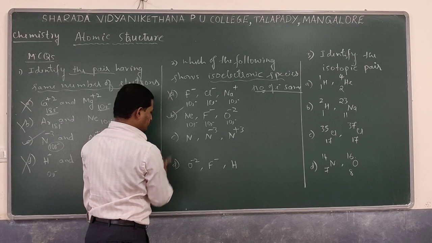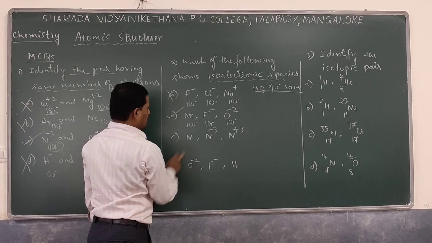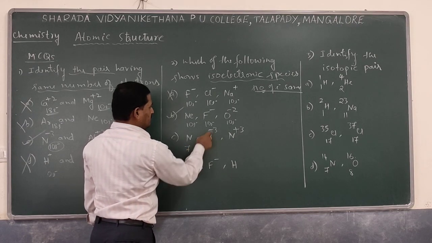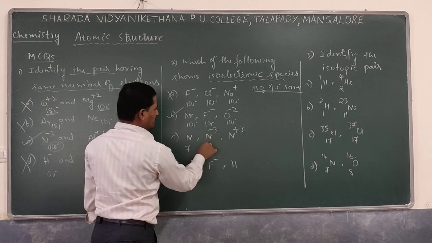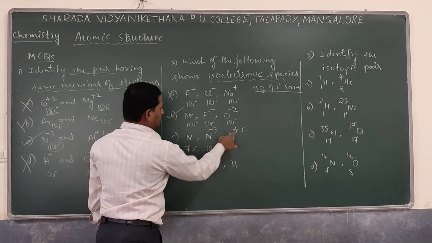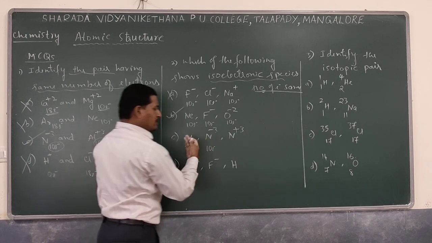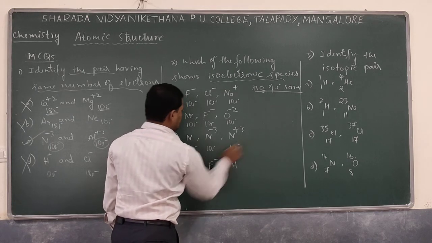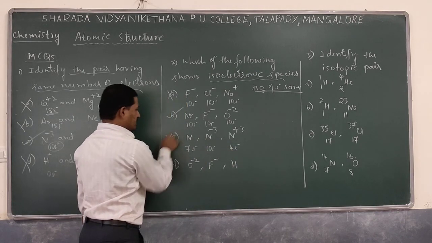Let us go for C and D, whether they are correct or not. Nitrogen 7, N3-: 7 plus 3 is 10 electrons. And N+ is 7 minus 3, that is totally 4 electrons. Here it is not the same, so C is wrong.